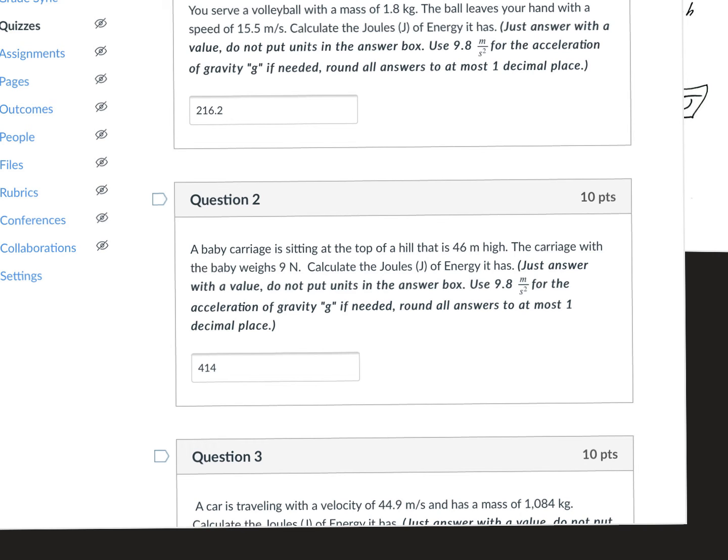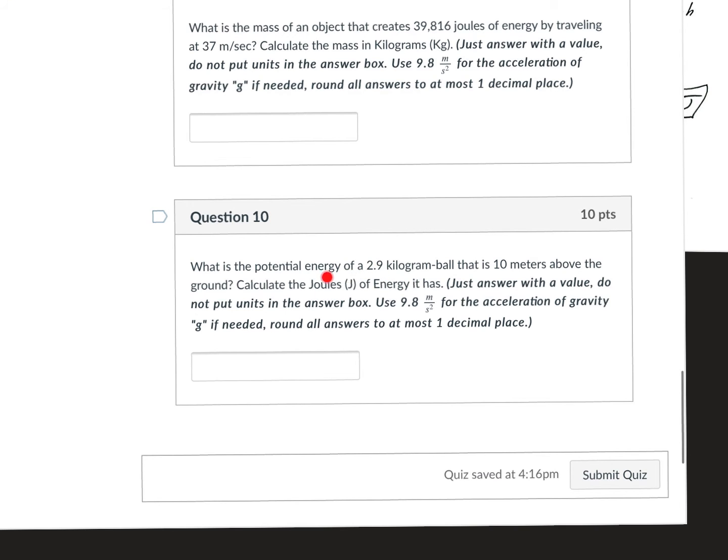So the next is a problem like this. So it's another potential energy, but notice they just give you mass and height. So when they give you just mass and height, you need this extra little clue I gave you in your little notes here. Use 9.8 meters per second squared for acceleration of gravity, or little g, if needed. So you're only given a mass and a height, so you're going to have to use that different formula of potential energy. You're going to have to use the one that's mass times gravity times height.